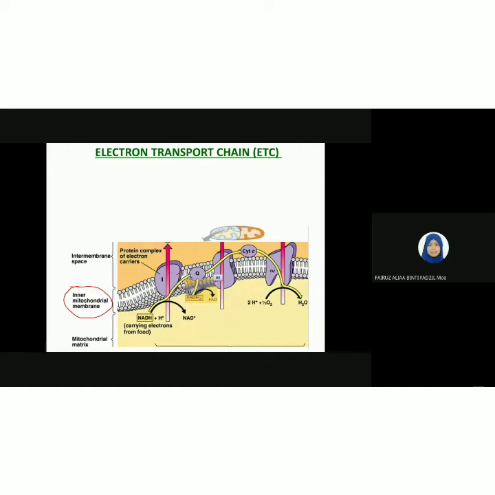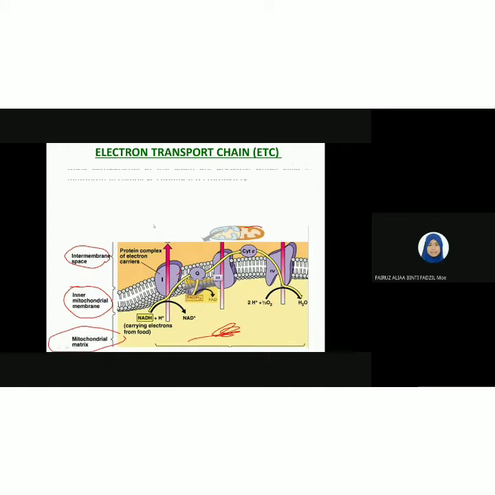So there are thousands of copies of this electron transport chain in the inner membrane of mitochondria. In this diagram, it only shows you one chain, but in reality, in the membrane, there are thousands of these electron transport chains. And you see here, this is the matrix, the mitochondrial matrix. This is the membrane, and this is the intermembrane space, the space between the membranes. Which membrane? The outer membrane, and also this is the inner membrane.